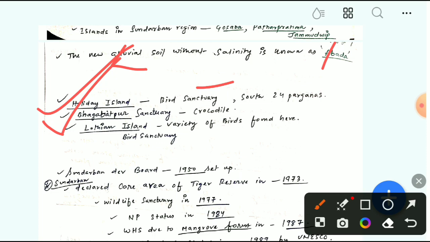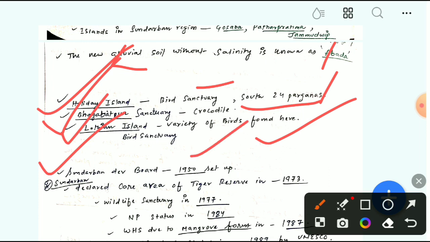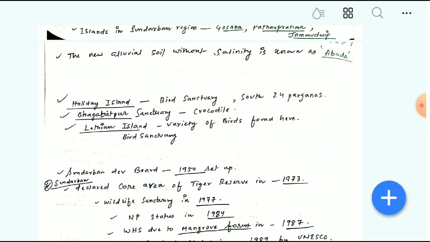Bhagavatpur sanctuary is in Sundarban, which is important. Crocodiles are found here mainly. Lothian Island, a variety of birds are found here. Sundarban Development Board was set up in 1950. Sundarban was declared a core area of tiger reserves in 1973.